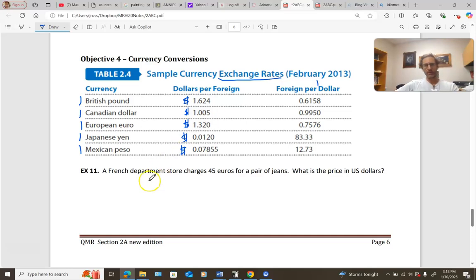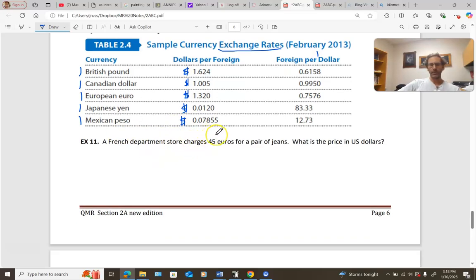All right, so let's look at an example. It says a French department store charges 45 euros for a pair of jeans. And so the question is, what is the price going to be in US dollars? So we're trying to go from euros to dollars. So you're going to start with 45 euros.